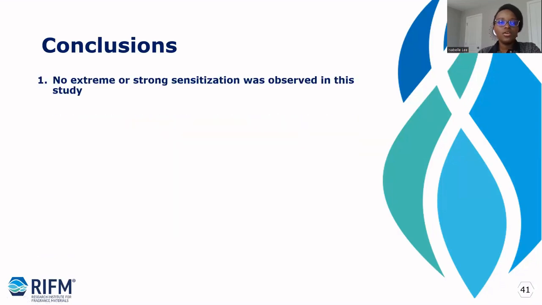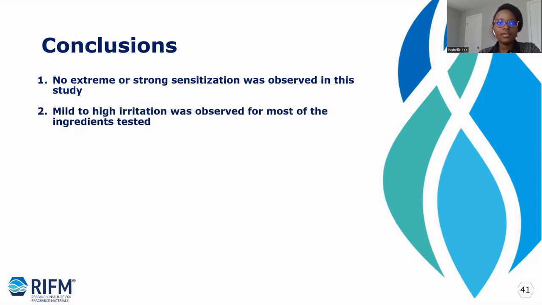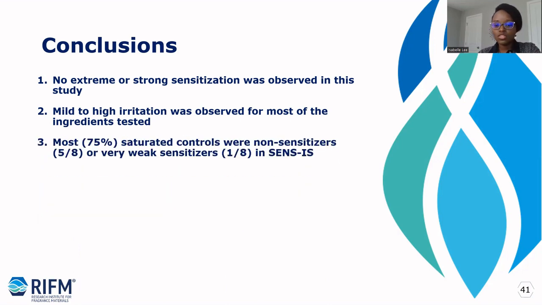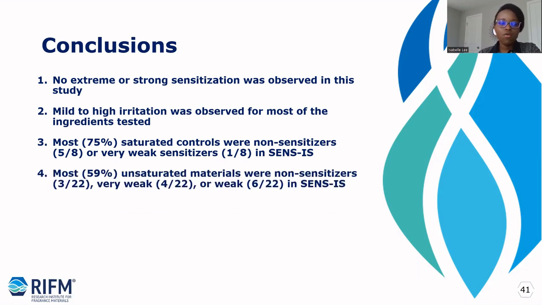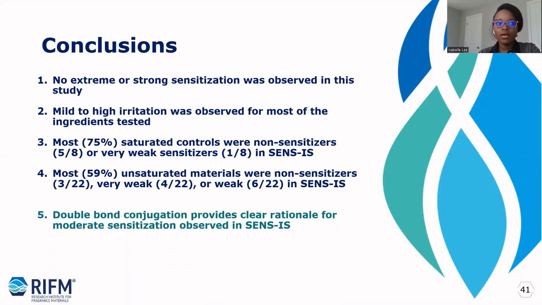So in conclusion, no extreme or strong sensitization was observed in this study. And then mild to high irritation was observed for most of the fragrance ingredients that were tested in the Census assay. And then most of the saturated controls were either non-sensitizers or very weak sensitizers. And most of the unsaturated ones were non-sensitizers, very weak or weak in Census. And whenever we had moderate sensitization, we could explain it using the double bond conjugation rule. So this is a rule that we're going to continue to apply in our safety assessment program. So this is an example where we've done an assessment using our research, and we're feeding it back into our safety assessment program.